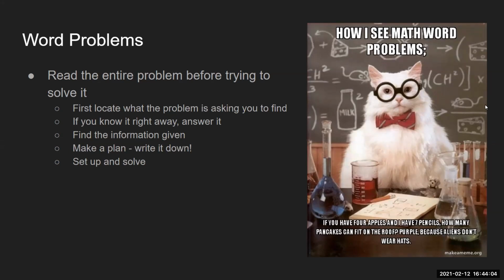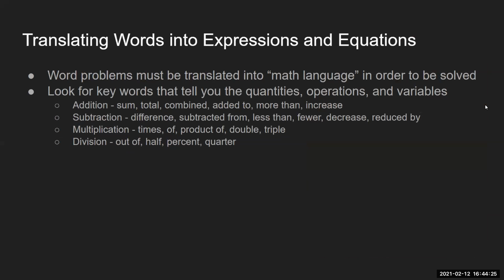If you don't know it right away, then you're going to identify all of the information that's given to you. You're going to make a plan and write down what's given to you. Sometimes just writing it down will jog something loose, and it'll come to you how you're going to set it up and how you're eventually going to solve it. One of the main things in solving word problems is translating the words in the problem into expressions and equations. Word problems have to be translated into math in order for you to solve them.